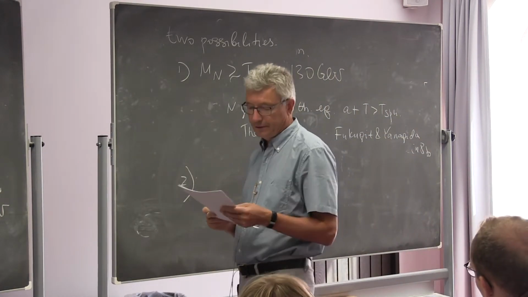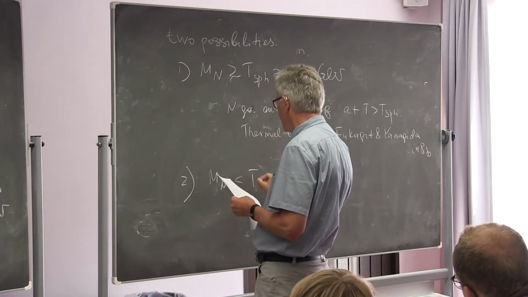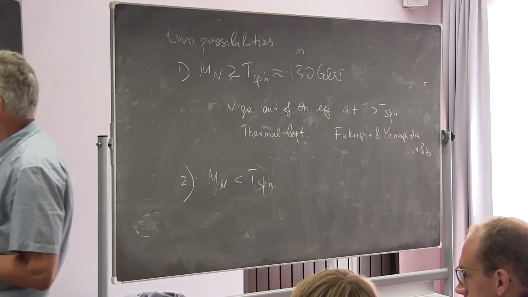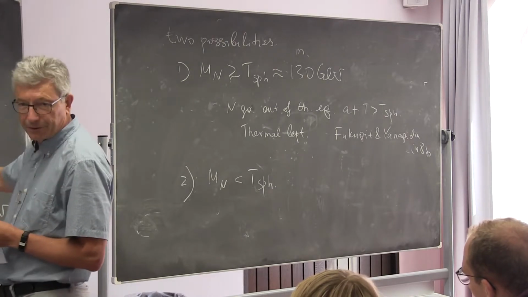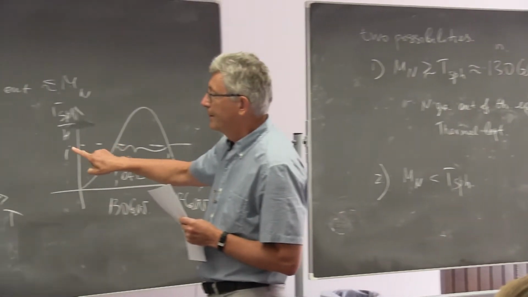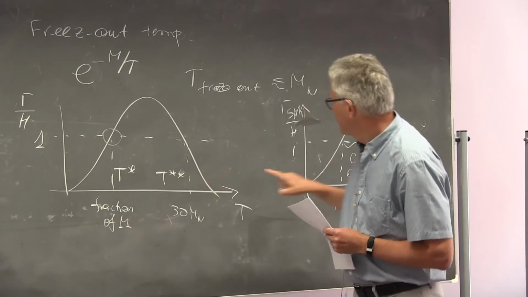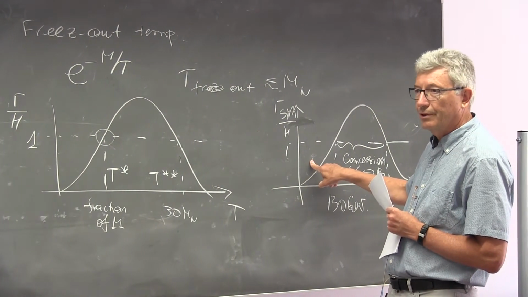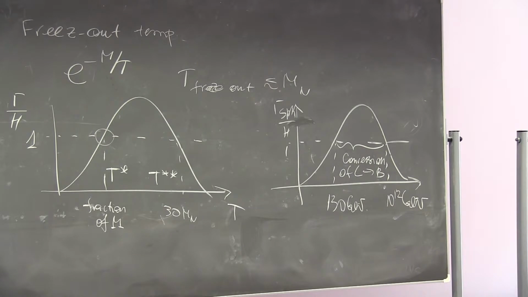And then there is a second possibility in which the mass of N is smaller than T sphaleron. Okay, and this means that we are taking this picture and shifting it in this region, which means that the production of baryon asymmetry should take place at the temperature T double star, because T star is in this domain where sphalerons are not active, and therefore conversion of lepton asymmetry to baryon asymmetry is not possible. And this is called low-scale leptogenesis.